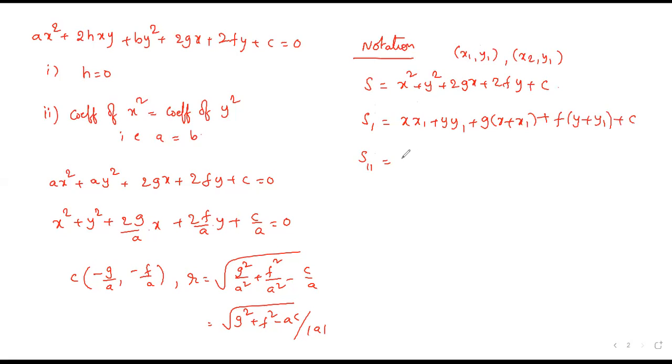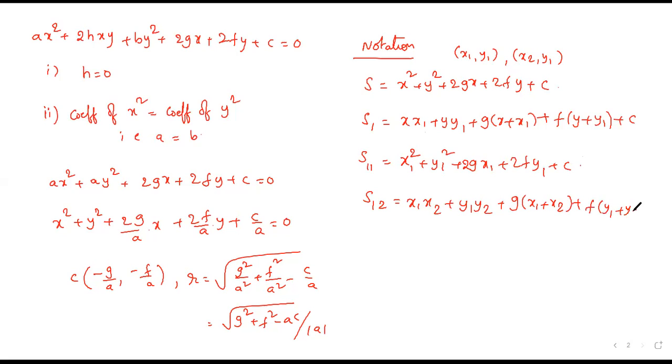S11 means substituting the first point in the circle, that is x1 square plus y1 square plus 2gx1 plus 2fy1 plus c. Next, S12. If you substitute the second point in S1, you will get S12, that is x1 x2 plus y1 y2 plus g into x1 plus x2 plus f into y1 plus y2 plus c. These are some notations we follow in this chapter.